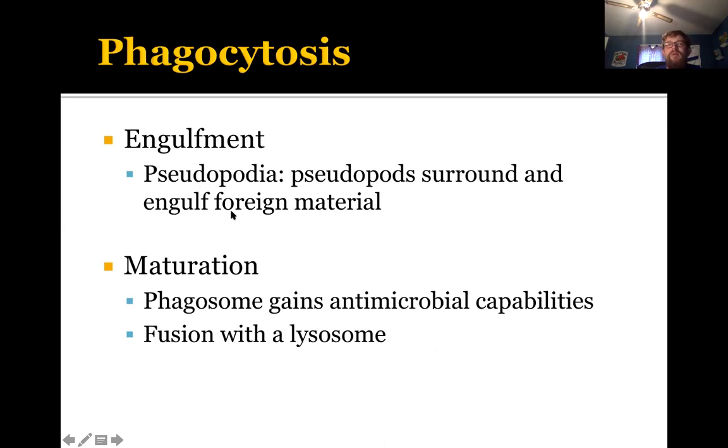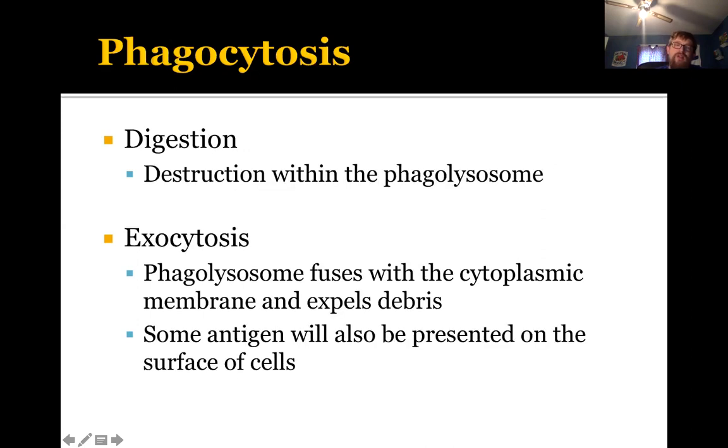Engulfment, you guys saw previously in a picture, pseudopodia. This can help surround and bring cells in, and then they'll enter via endocytosis. Maturation, basically when a phagocyte is getting ready to consume something, we start to produce more antimicrobial, we activate the antimicrobial capabilities of that cell. And so we then fuse it with a lysosome, which contains enzymes and acids to help break down and destroy that pathogen. That starts the digestion process.